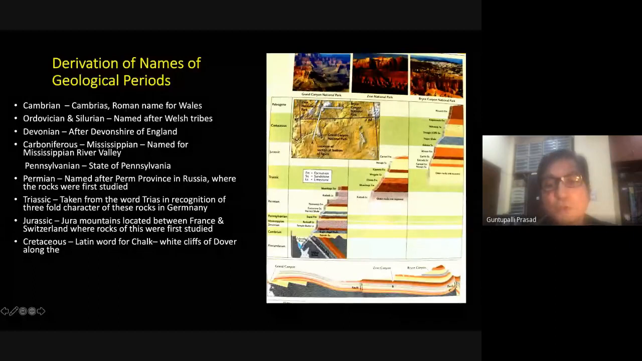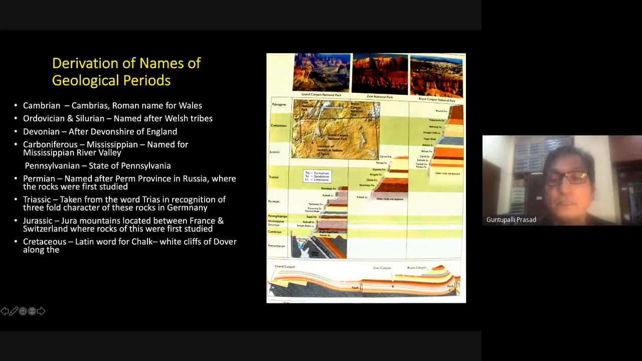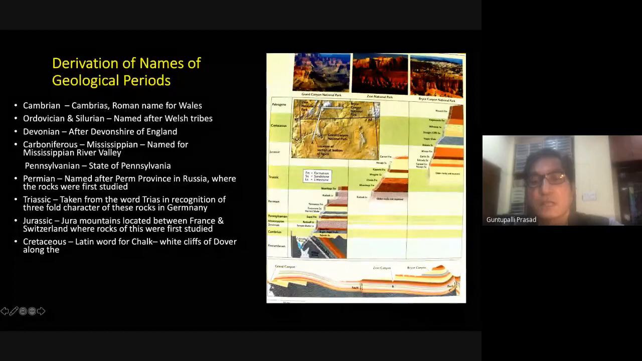So you have rocks here like the Kaibab limestone, and these are the oldest rocks, the Precambrian rocks, in which you will not find any fossils. Then you have the sedimentary rocks, which are deposited in layers. And here we have the Kaibab limestone, and here another section where you have the Kaibab limestone, and these are the younger rocks.